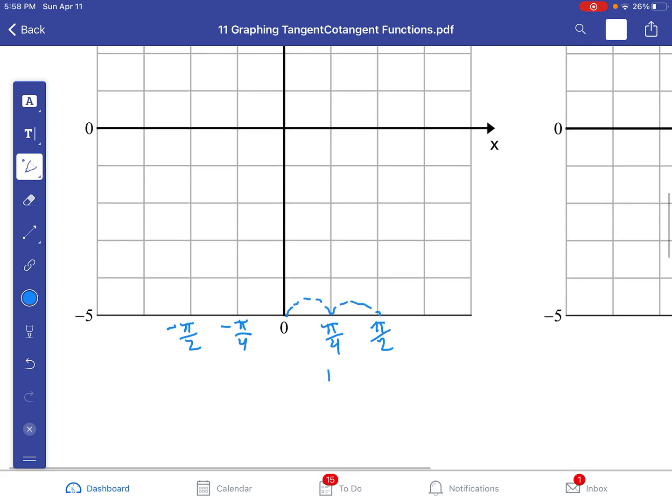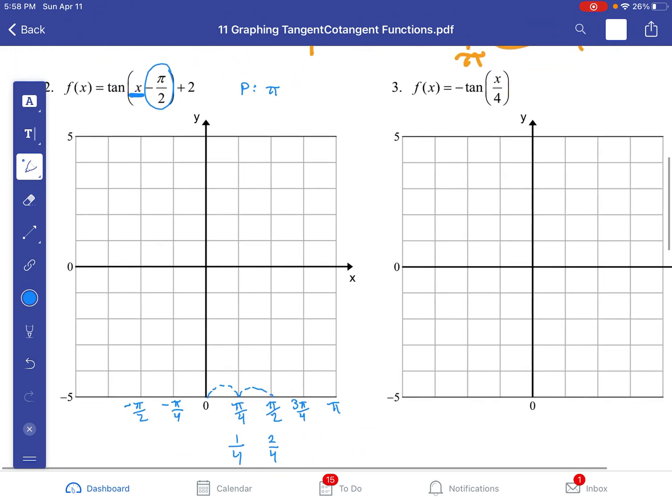Okay, you're just counting. This is 1 over 2, 1 over 4. This is 2 over 4, which means this is 3 pi over 4, and this is 4 pi over 4. And 4 pi over 4, although I didn't do it, I am going to. 4 pi over 4 is reduced to be just pi. So now our whole graph has been shifted 2 intervals to the right. Okay.